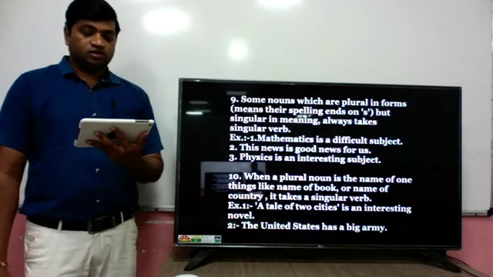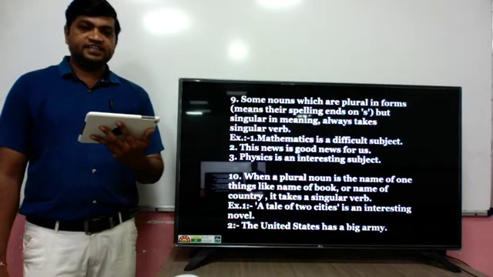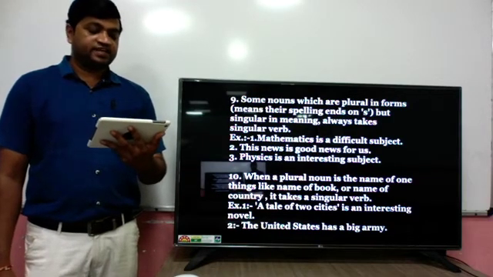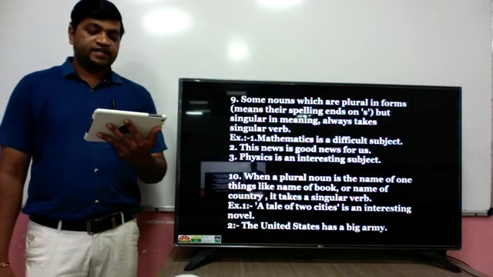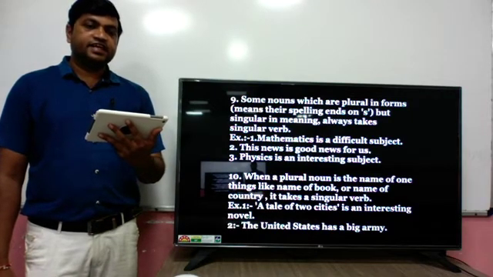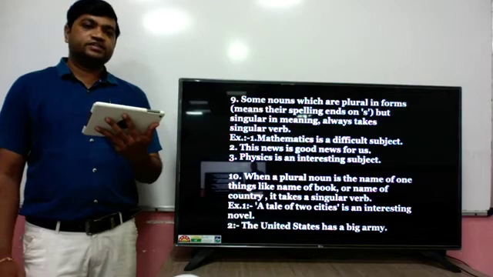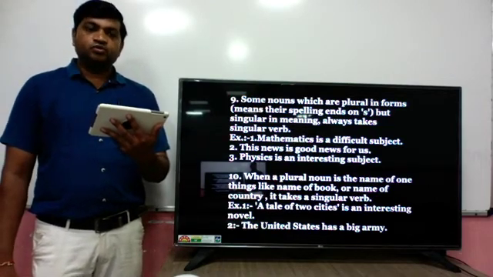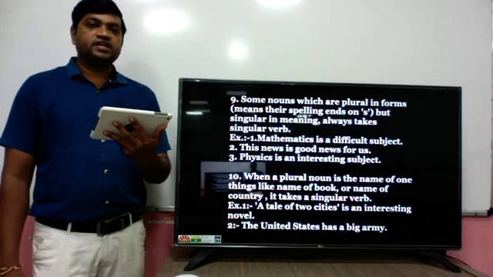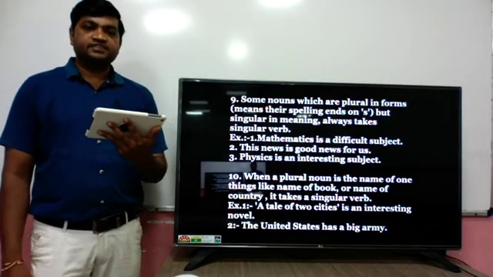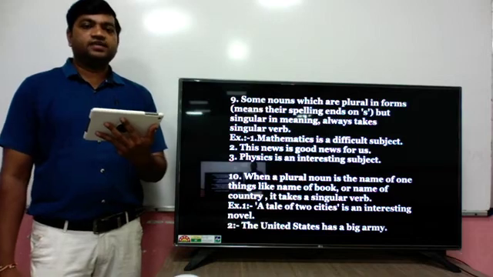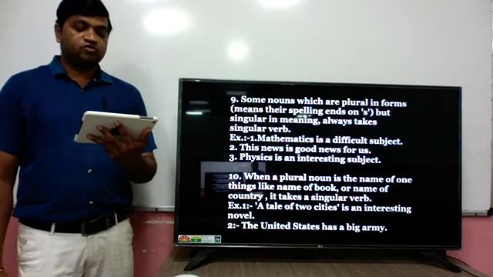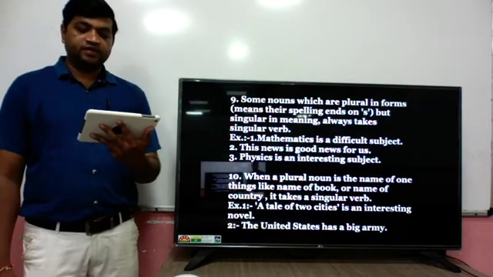So A Tale of Two Cities is an interesting novel. The second example, the United States. United States is the name of one country. Although the word states is plural, it's only the name of one country, so it is treated as singular and always agrees with a singular verb. The United States has a big army.